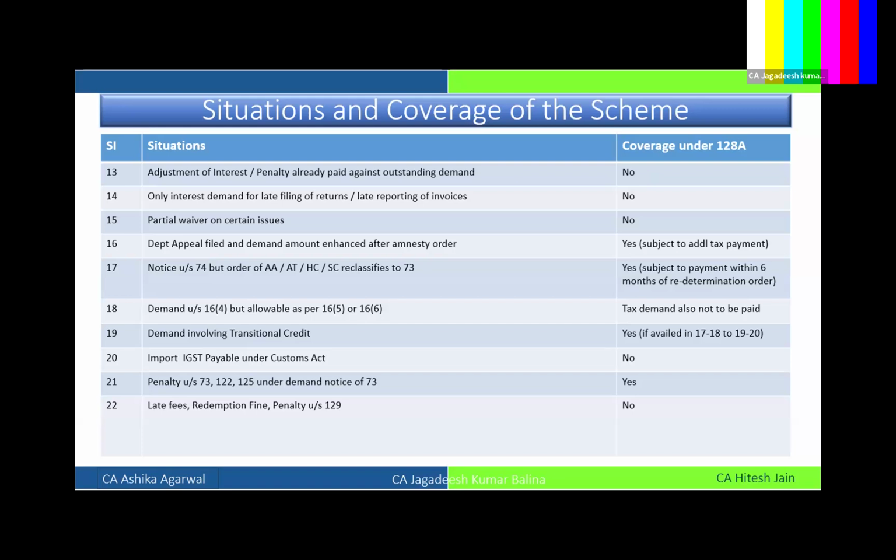And penalty under section 73, section 122, 125, that is the general penalty, and the penalty in case of specific cases. On all these cases, yes, you can opt for this scheme. All these are related to non-fraudulent cases, whereas late fee for not filing of returns and penalty under section 29, that is e-way bill related penalties, in all these cases you cannot opt for this scheme. Only in case of general penalties and non-fraudulent cases can you opt for this scheme. So these are all the situations.